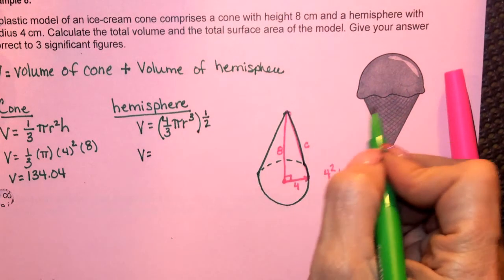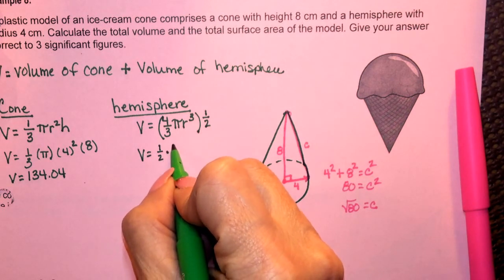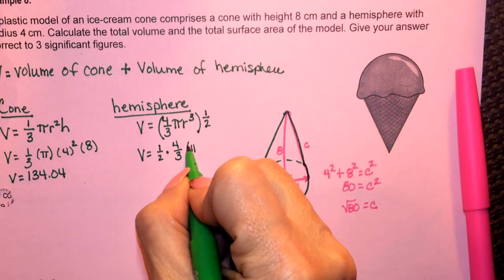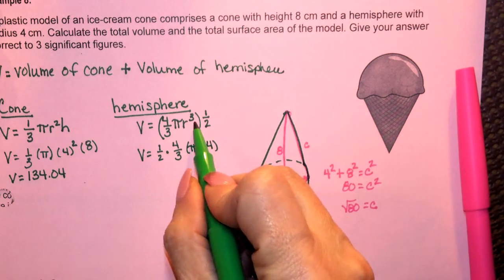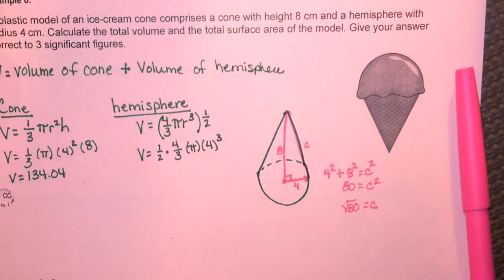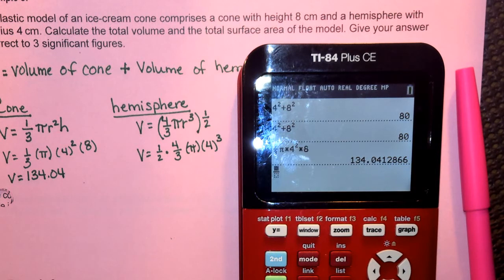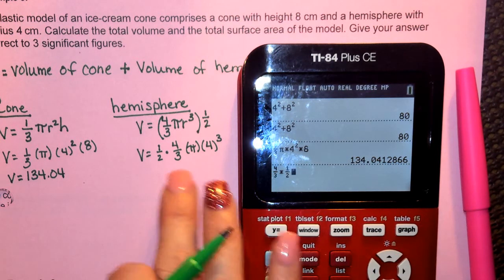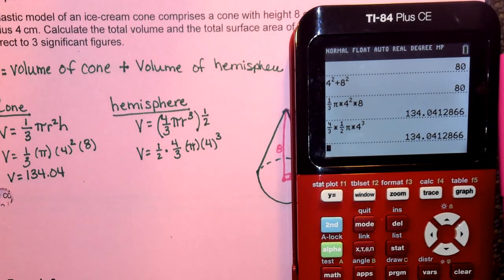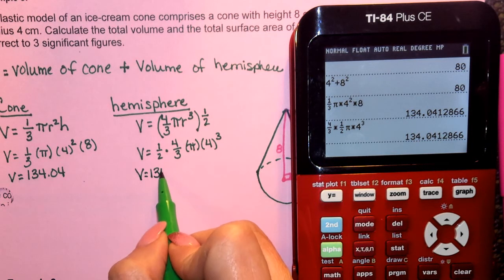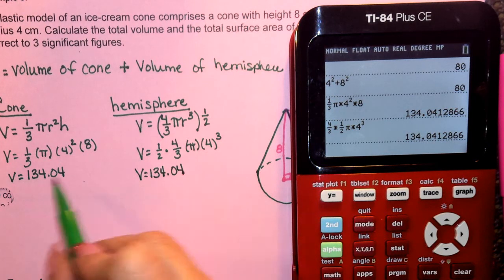So the volume, and we're looking at the hemisphere now, is 1/2 times 4/3 times pi times the radius, which in this case is 4, cubed. All right, so here we go. I'm going to do this out of order, y'all. I'll do 1/2, I switched the 1/2 and the 1/3, pi times 4 to the 3rd power. I'll put that over here a little bit so you can see better. So the volume equals 134.04. Again, they're the same.